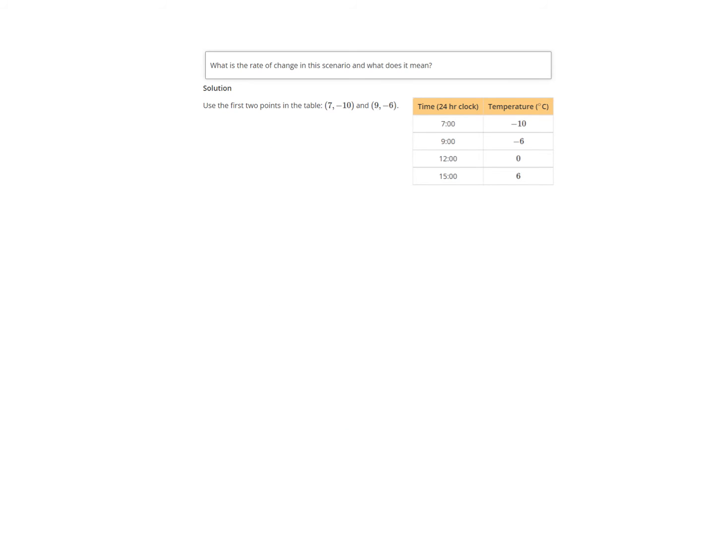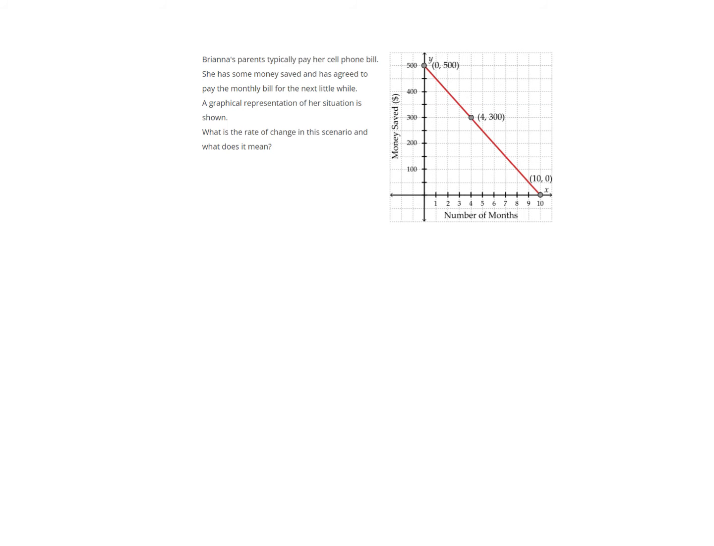That is the same question. Let's skip that. Okay, here we have a graph, and we want to find the rate of change. So this is the cell phone bill that is being paid by the parents, and we want to determine how much money has been saved each month. So it gives us some values. So it says at 0, 500, and at 4 months she saved $300.